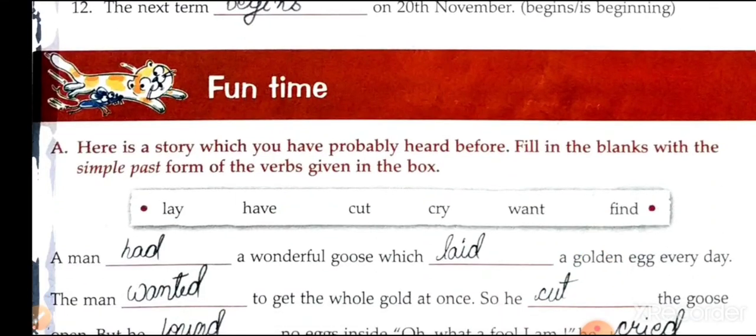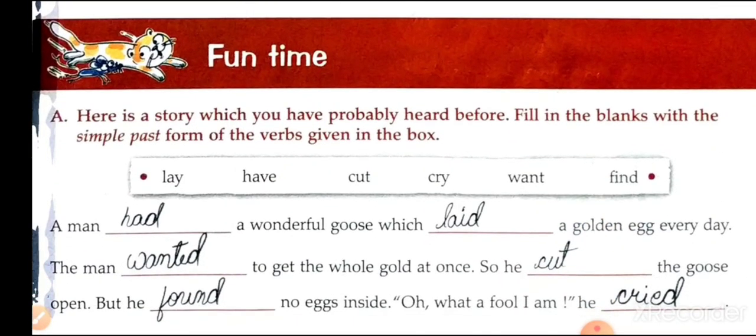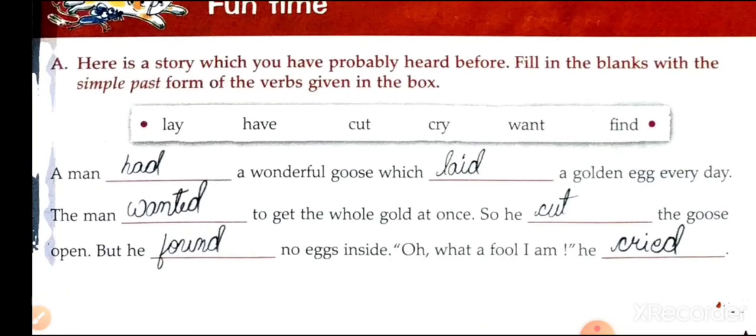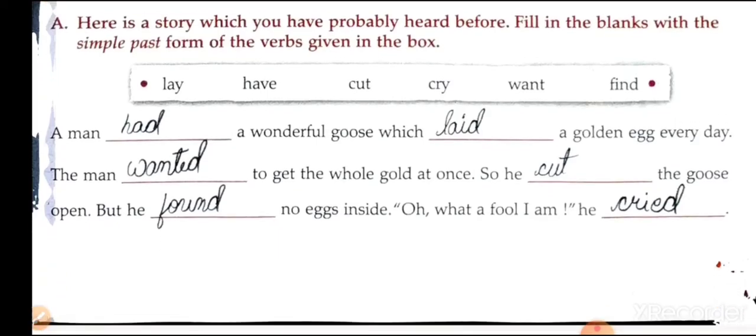Fun time. Here is a story which you have probably heard before. Fill in the blanks with the simple past form of the verbs given in the box: lay, have, cut, cry, want, find. A man had a wonderful goose which laid a golden egg every day. The man wanted to get the whole gold at once, so he cut the goose open, but he found no eggs inside. Oh, what a fool I am, he cried.